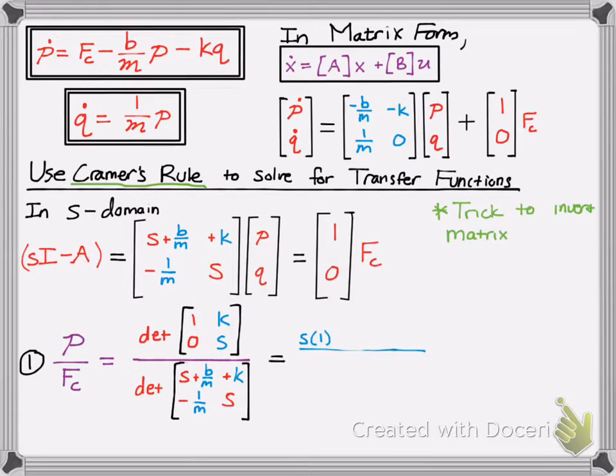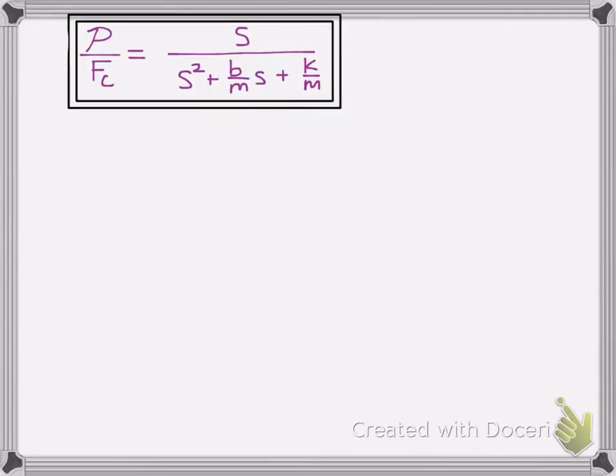So we have S times 1 minus 0 times K, and then for the bottom one we have S times the quantity S plus B over M minus the negative 1 over M times S, or that should be K. I didn't fix that, so that's an error there. Instead of an S, it's a K. Okay, so forget that. Now our final answer would look like this, with the error fixed. So that's our transfer function. Boom, we found our first transfer function. Great. Now let's find the second one.